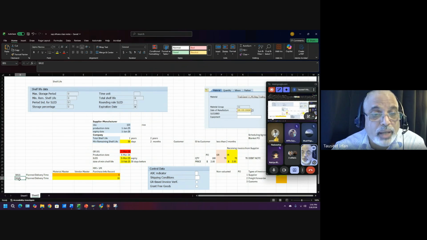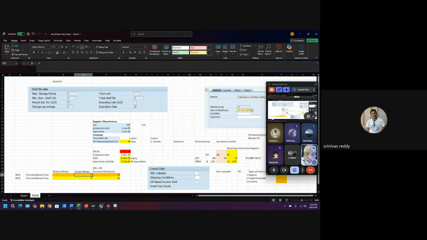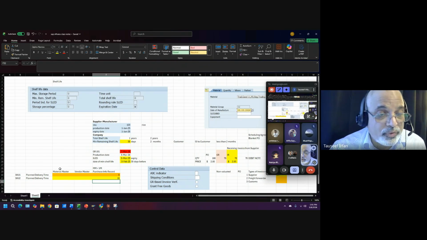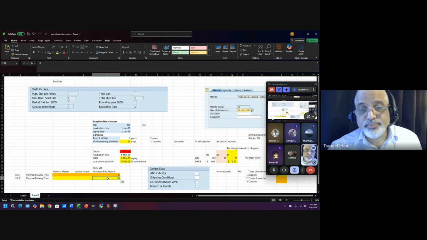Two SKUs I am getting from the same vendor. The vendor is the same. Understood? Yes, sir. The vendor is giving me SKU 1 in 5 days and SKU 2 in 10 days. So where should I go now? If I put 5 days here, then I have to put 5 here also, because this is my vendor master. There's no SKU here. Agree? Yes, sir. We have to keep it in the purchase info record. Exactly. Now you understood the importance of these three working together in the master data.